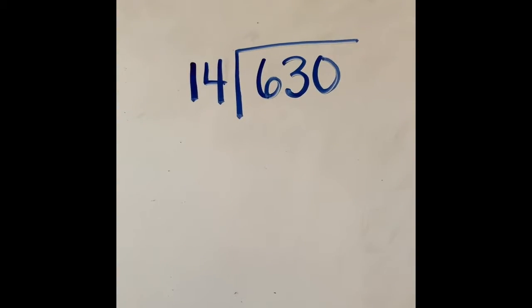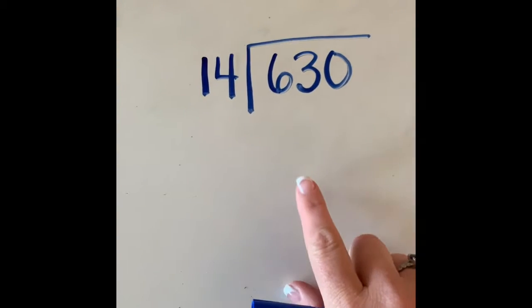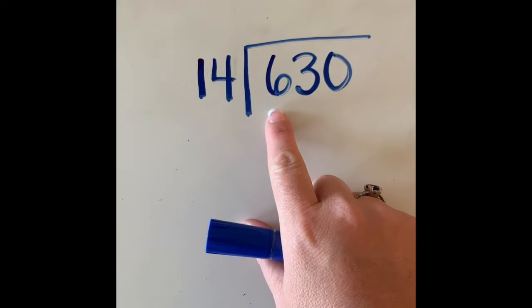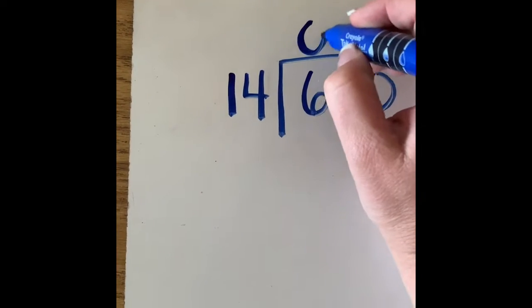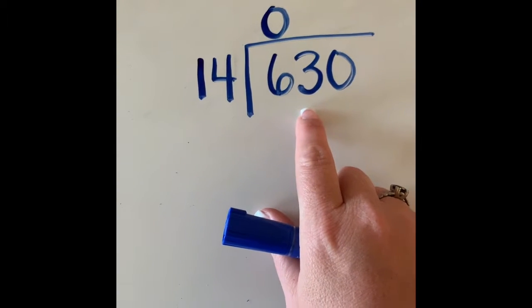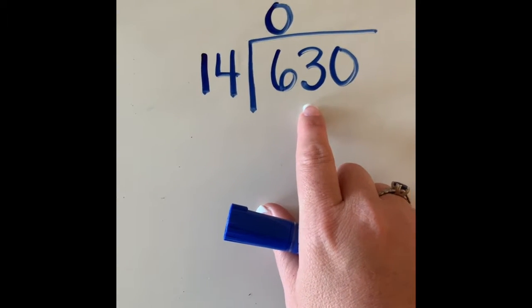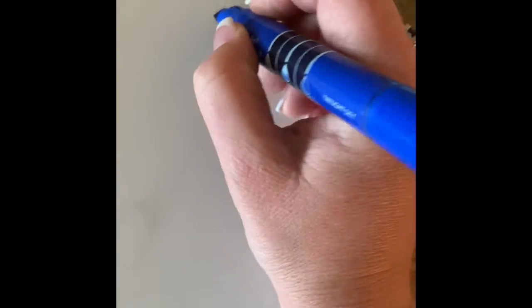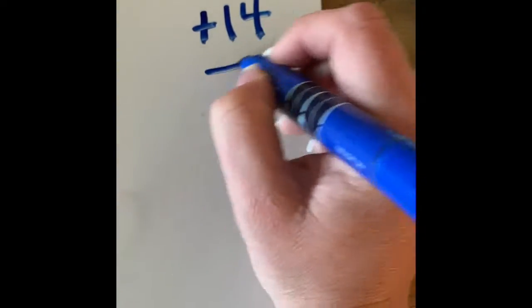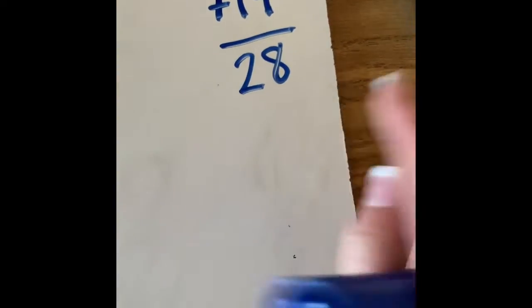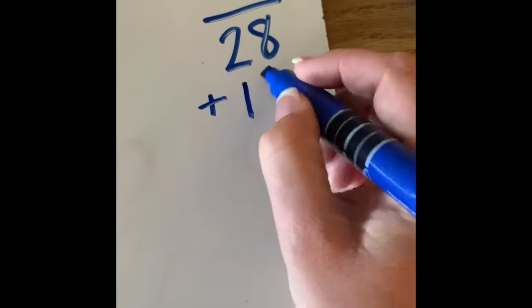Partial quotients example 2. Again, students need to start with what's 14 divided by 6. Since they cannot divide, your number should be 0. What is 14 divided by 63? Again, students are not going to know this, so I've suggested they make their estimated guess by moving to the side. I'm going to do 14 plus 14, and I get 28. 28 is less than 63, so I'm going to add another 14.